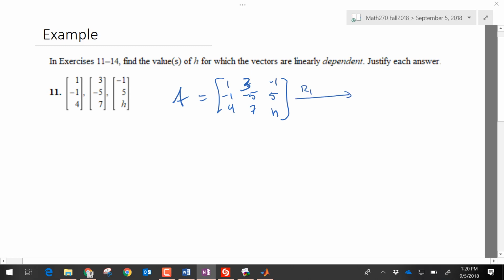I think if I just add row 1 and row 2 and replace row 2, that would make this go to 0. So we add, I'm going to get -2, and +4. And then for the bottom one, I'm going to multiply the first row by -4 and add it to the third row. That would make that 0. So that's -12 plus 7 is -5, and 4 plus H.